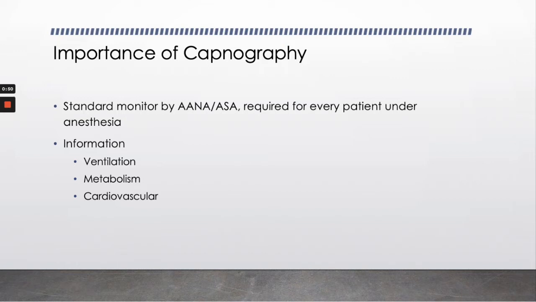So capnography gives us a lot of information. It gives us our ventilation status and allows us to see metabolism as well as our cardiovascular status. A lot of times we can think of it as an electronic stethoscope. It is basically showing the cyclic appearance and disappearance of CO2 as we're monitoring the patient.